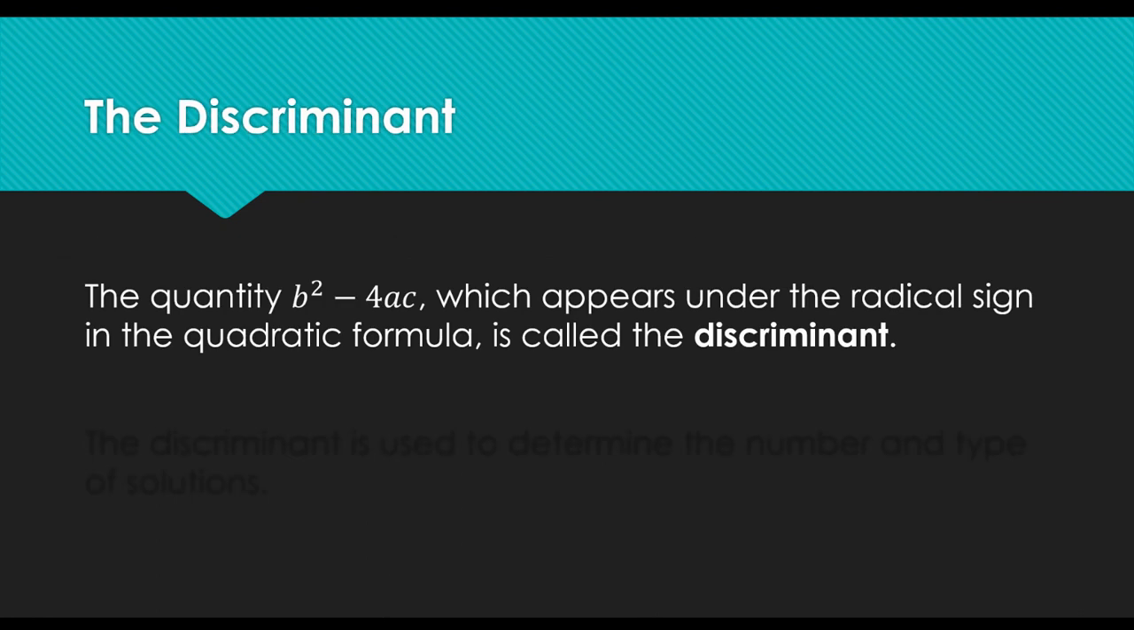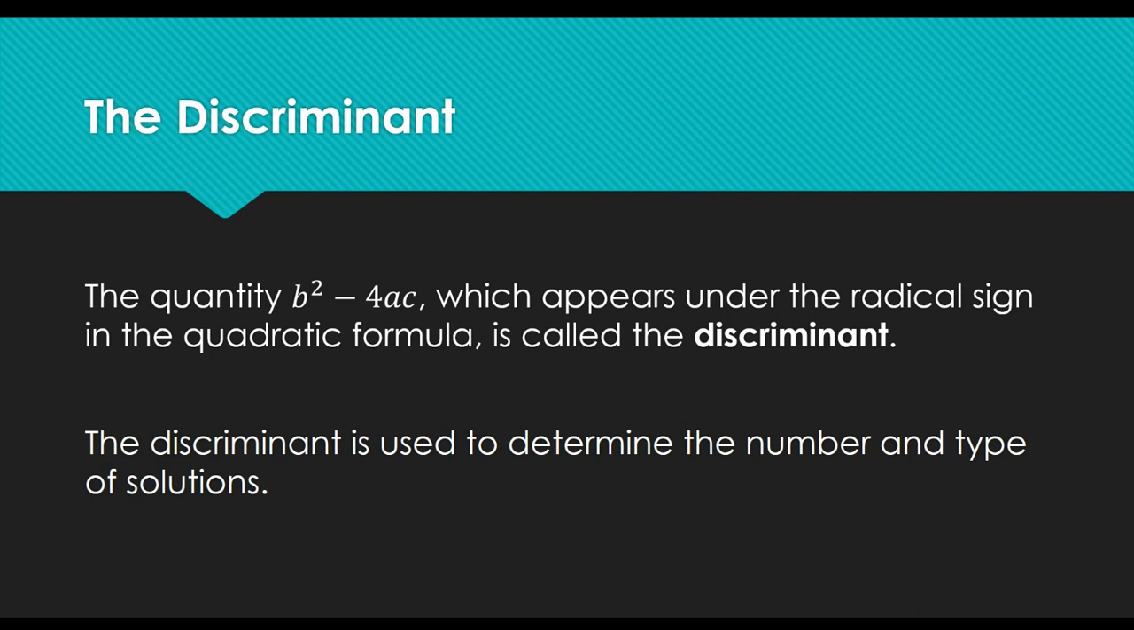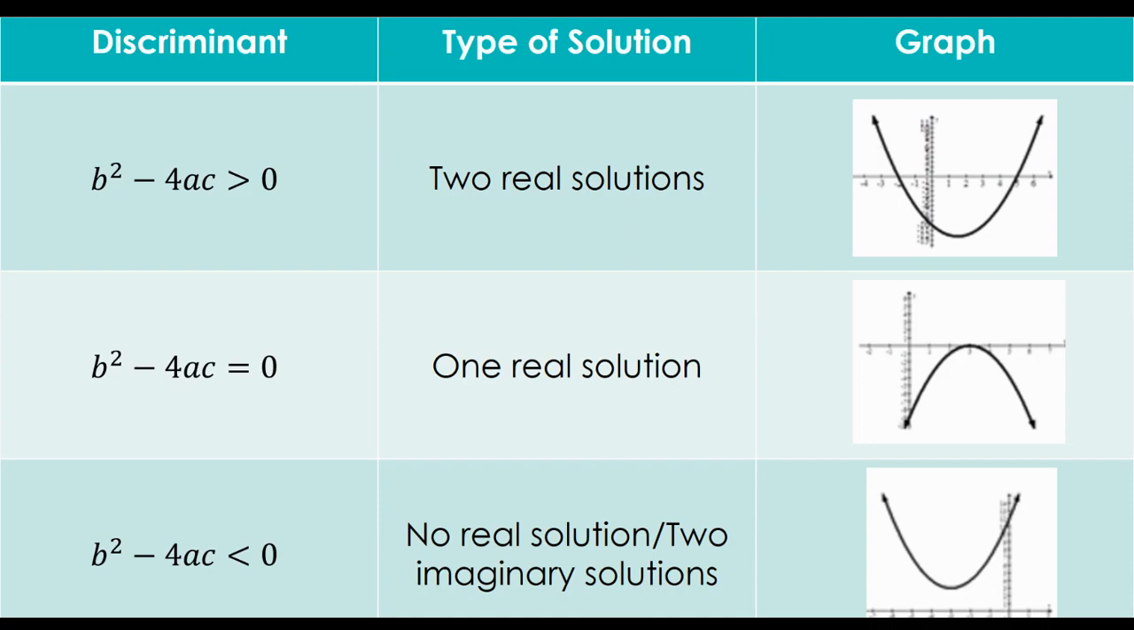All right, let's talk about the discriminant. The quantity b squared minus 4ac, which is what appeared underneath the radical sign in the quadratic formula, in itself we call the discriminant. So there is no radical when we're talking about the discriminant. It's what was underneath the radical. The discriminant is used to determine the number and type of solutions.